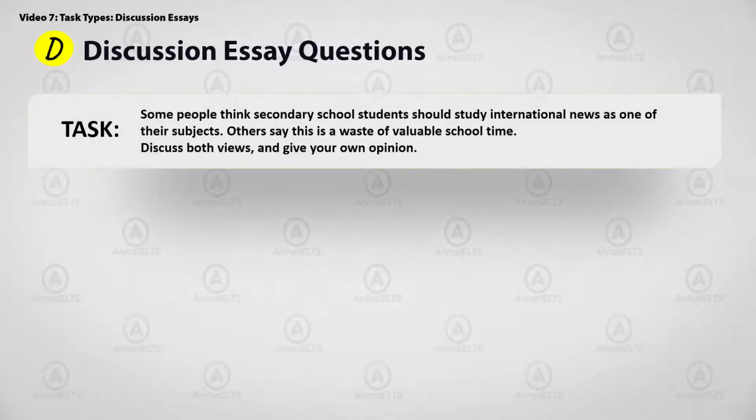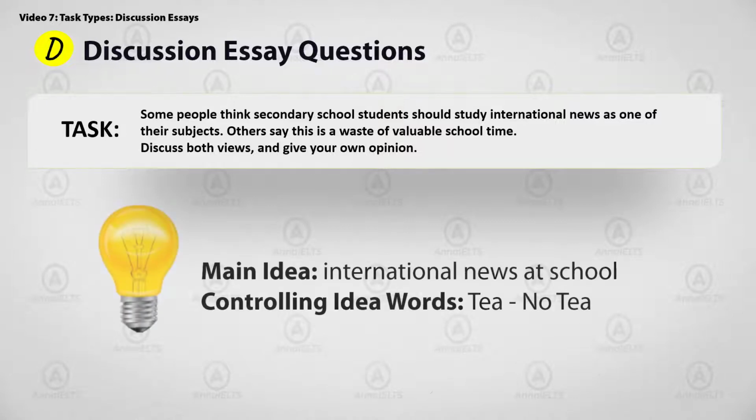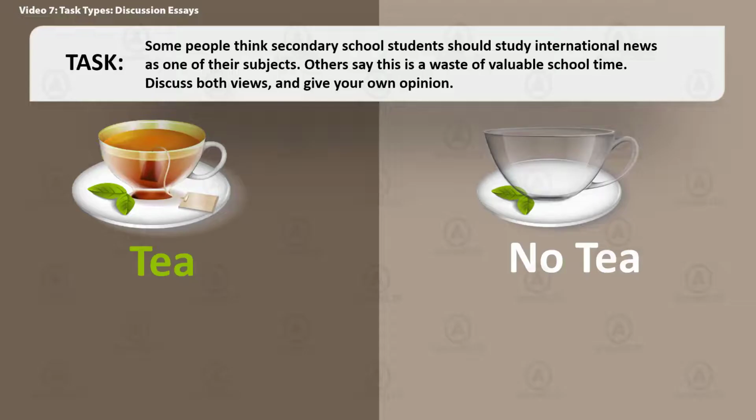Example: some people think secondary school students should study international news as one of their subjects. Others say this is a waste of valuable school time. Discuss both views and give your own opinion. Well, let's analyze the task. What's the main idea? Well, the main idea is international news at school. Controlling idea words include the idea of two groups of people, tea and the opposite, no tea. Let's see what is tea.